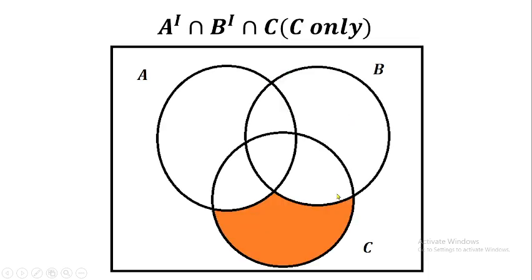Then let's see the next one. This place as well, colored red, represents C only, elements in C only, which is A complement, remove A, B complement, remove B. Then whatever you have left is C only, elements in set C only. I hope you understand that as well.